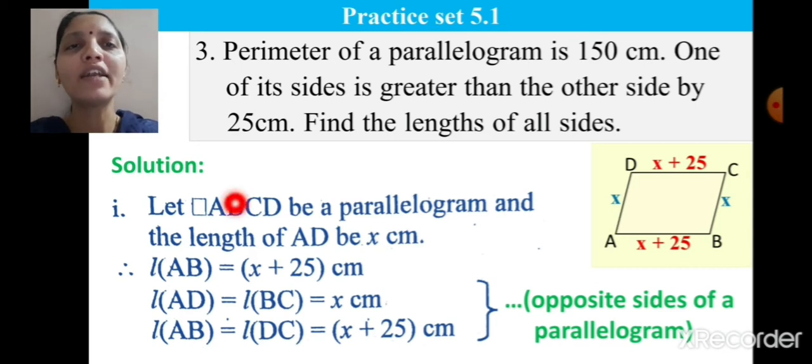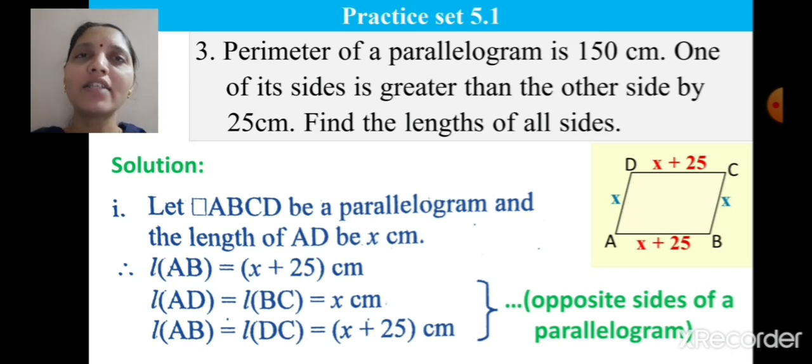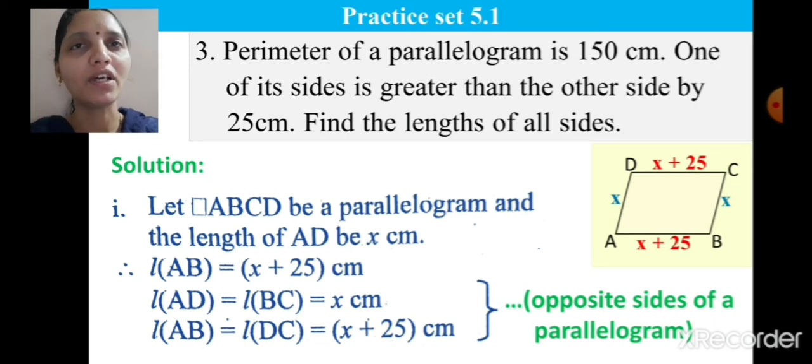So let quadrilateral ABCD be a parallelogram and the length of AD be x centimeter. This we have assumed. So therefore length of AB is equal to x plus 25 centimeter. Now length of AD is equal to length of BC, that is equal to x centimeter. Length of AB is equal to length of DC is equal to x plus 25 centimeter. Write the reason as opposite sides of a parallelogram are congruent.